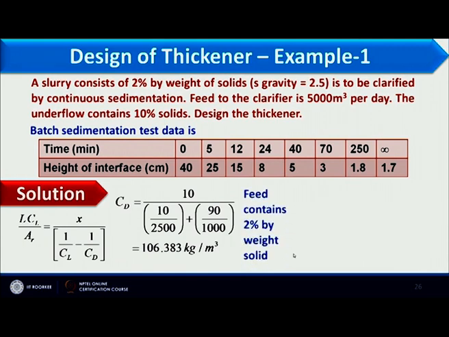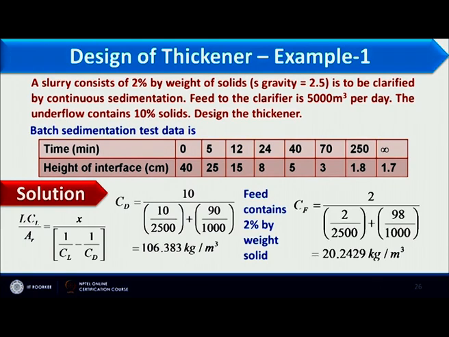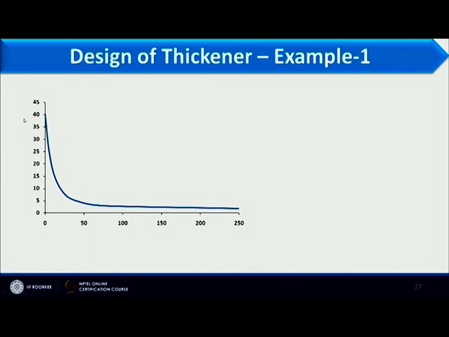The feed contains 2% by weight of solid. So from here we can calculate CF: if 2% is solid, 98% would be liquid. Considering this expression, 20.2429 would be the concentration of feed. Now using the batch sedimentation data, we can draw this graph.